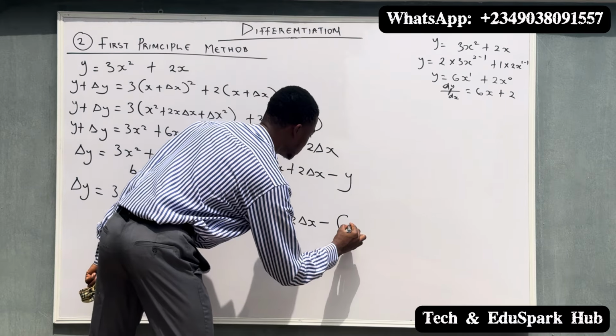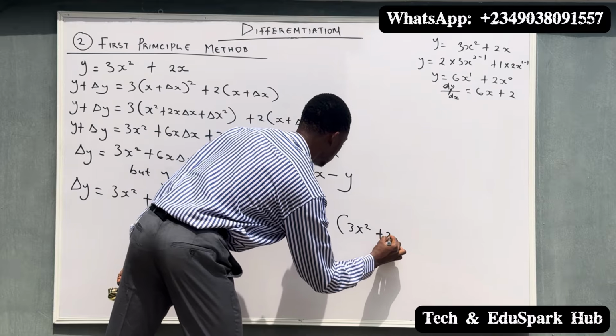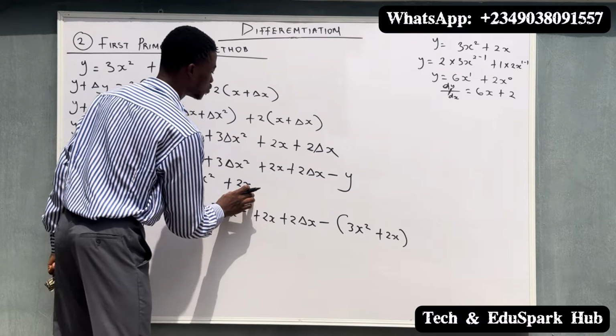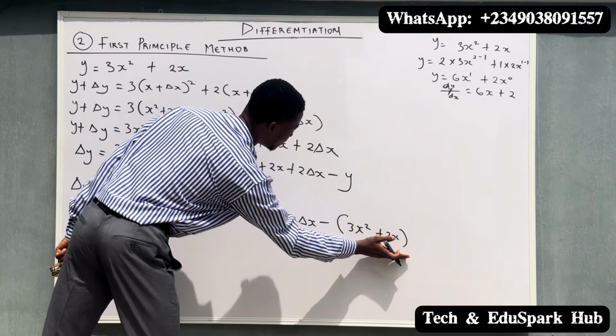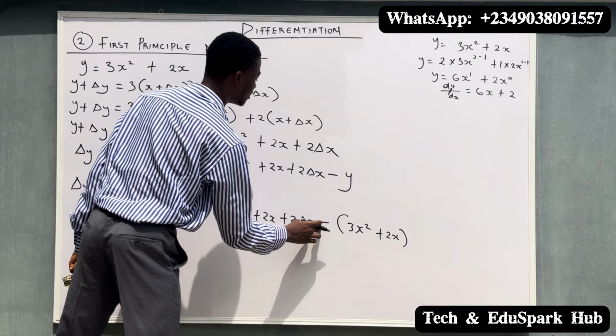So you have minus 3x squared plus 2x. So this is y. So y is 3x squared plus 2x. And that is why we put it in the bracket, because this minus will multiply everything. So you have to put it in the bracket, so you won't make a sign mistake in this case.